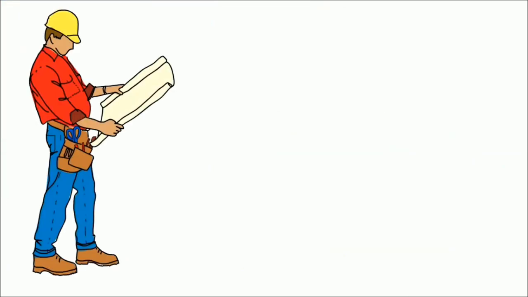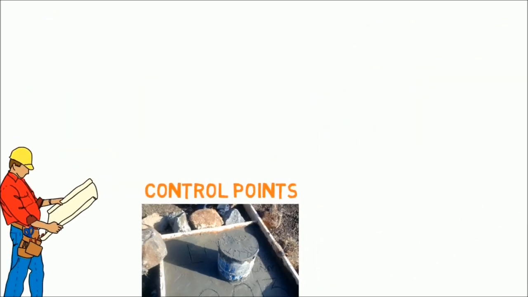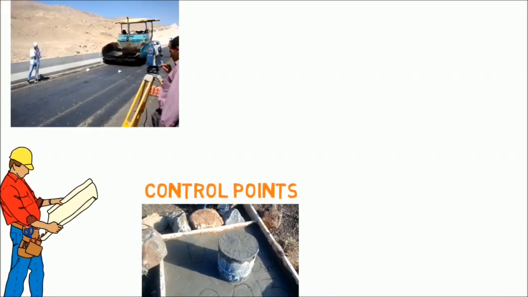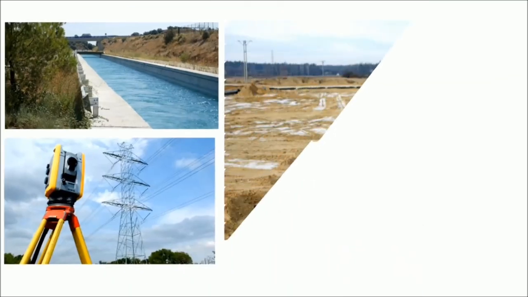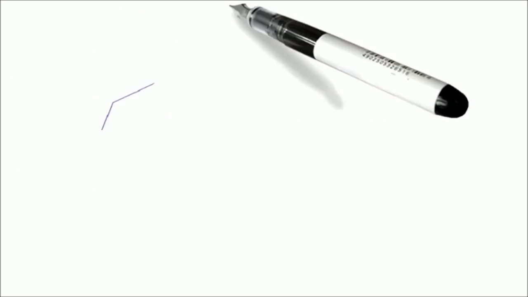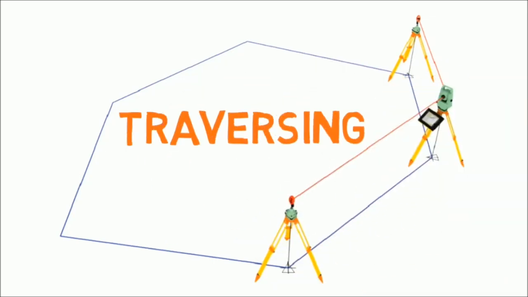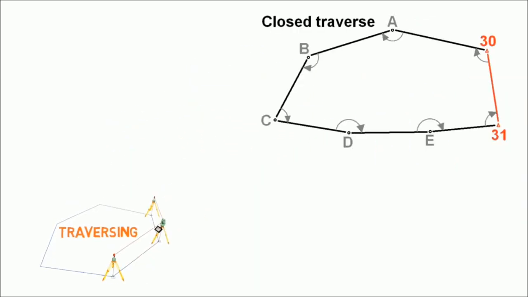For any construction projects, it is mandatory to establish control points first. It may be in road projects, railway projects, irrigation, transmission line, or buildings, etc. Because without control points, we cannot keep layout for the constructions. And to establish control points, traversing is mandatory. Traversing may be a closed traverse or an open traverse.